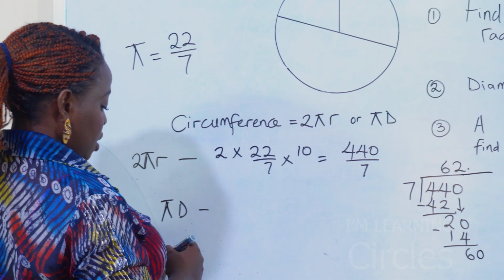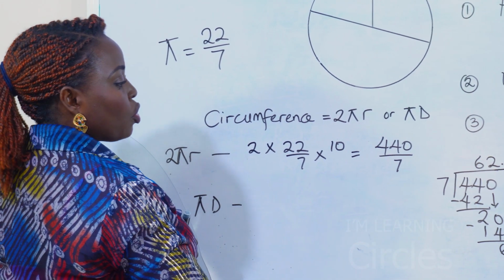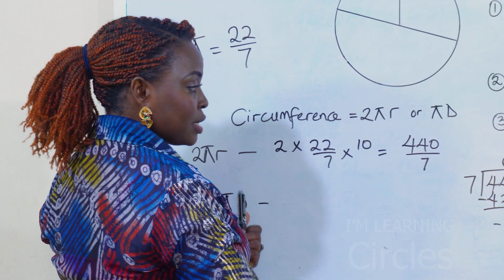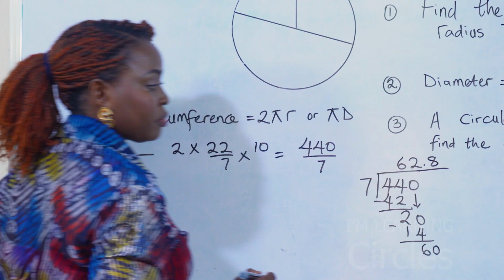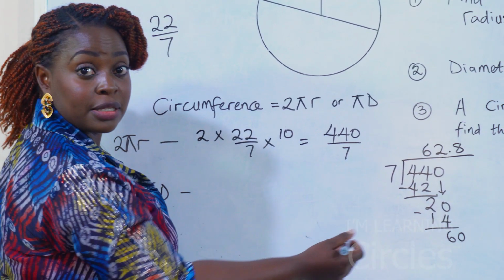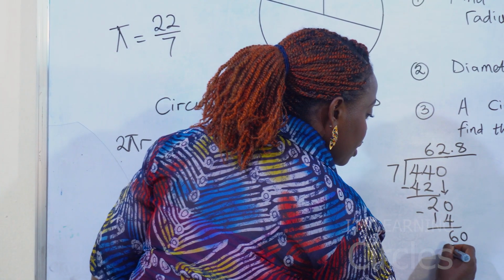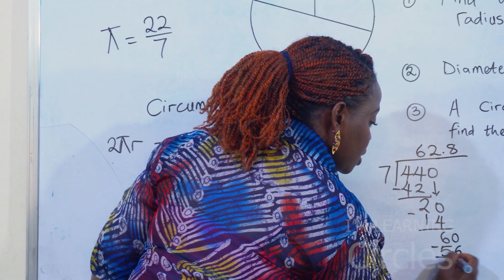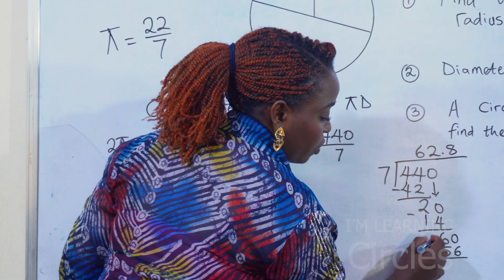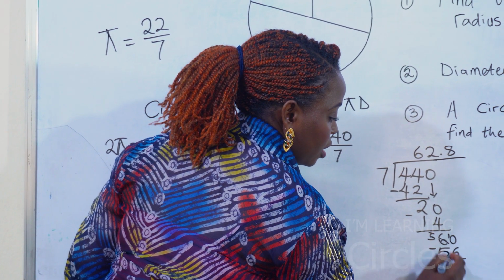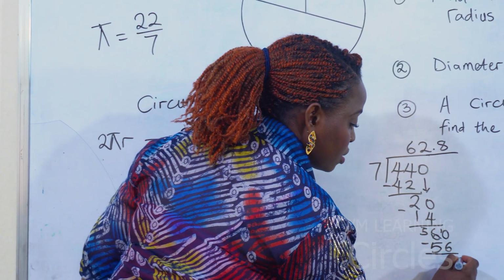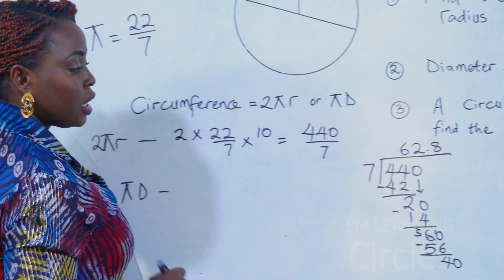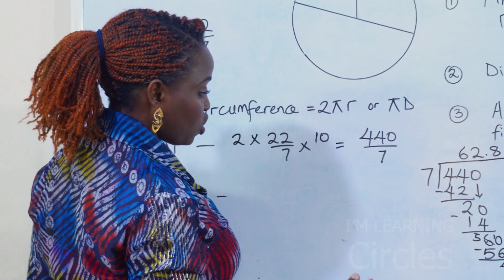Now let's look at this. How many times is 7 going to go in 60? 7 is going to go in 60 8 times. 7 times 8 is 56. So I put my 56. 60 take away 56 is 4. Now remember that decimal point, it allows me to add another 0 here. So this is 40. Now I'm going to repeat the division again.